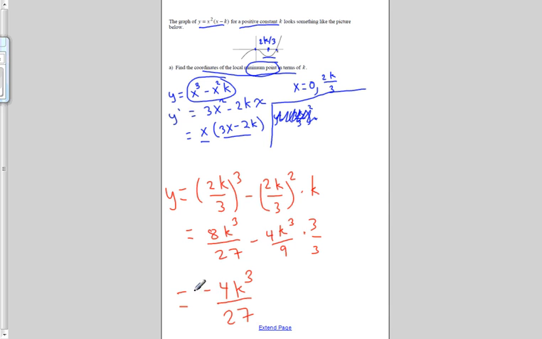And what lets us know that it's right is that negative, because we'd expect a negative y value here.